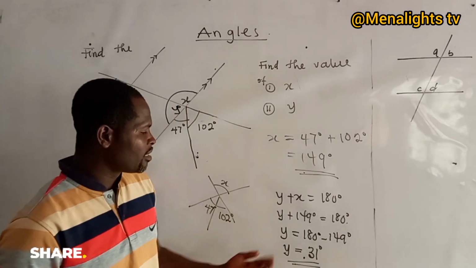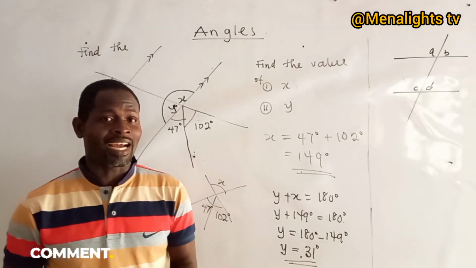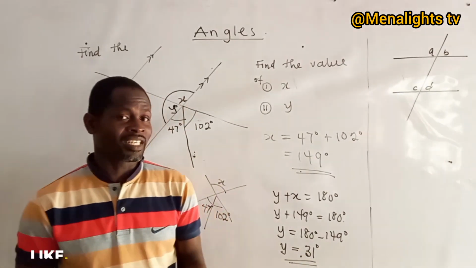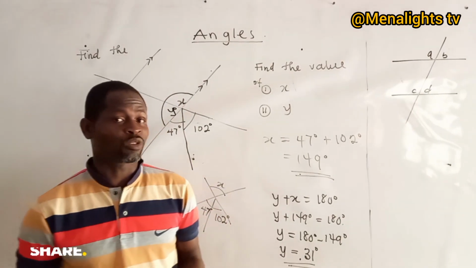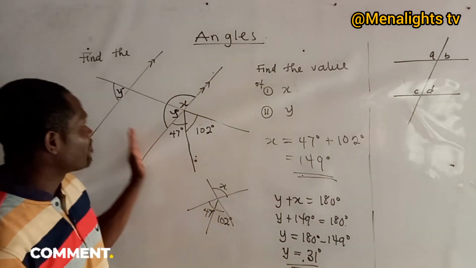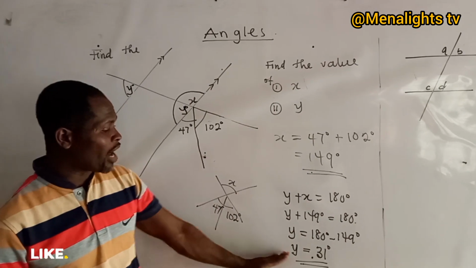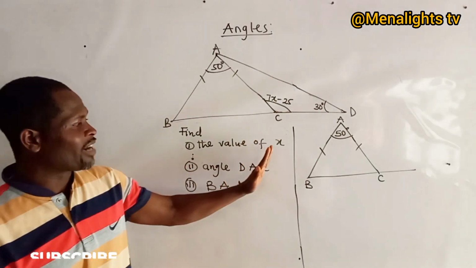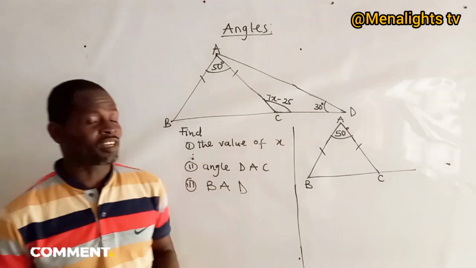So when you look at this, y is equal to 180 degrees minus 149 degrees. So y is equal to 31 degrees. So when you add 31 to 149, you surely get what? 180 degrees. So from the question, the value of x is 149 and the value of y is equal to 31 degrees.